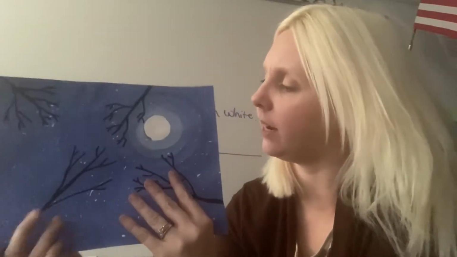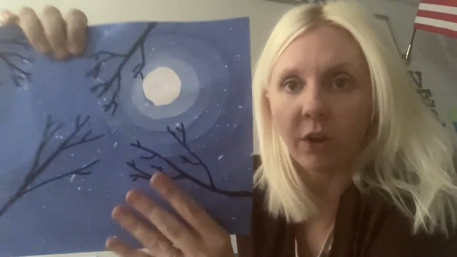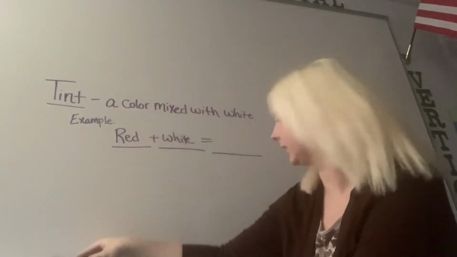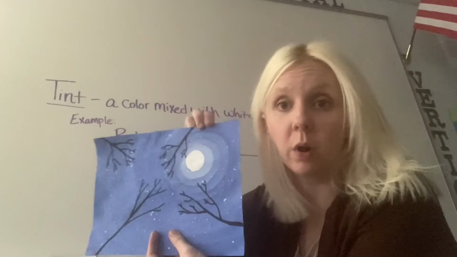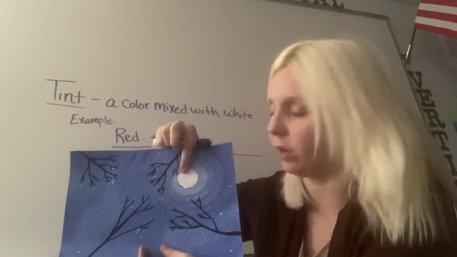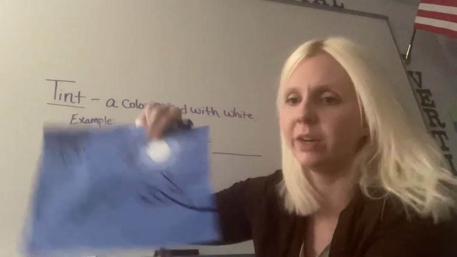So what I want to talk about first is something called tint, and we can see examples of some different tints in this space right here, and I'm going to zoom in a little bit so that you can see it, okay? So let me talk about what a tint is. A tint is a color mixed with white. So our example today is blue mixed with white, and we start with white, but then we start to mix blue and white together in different tints.